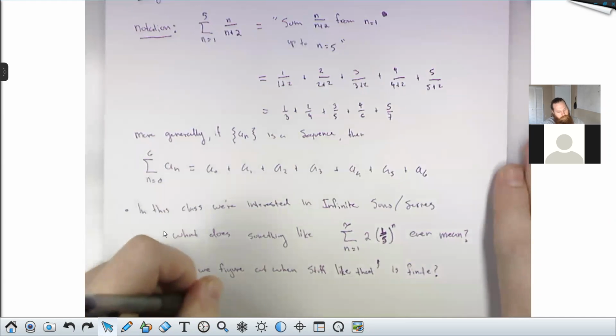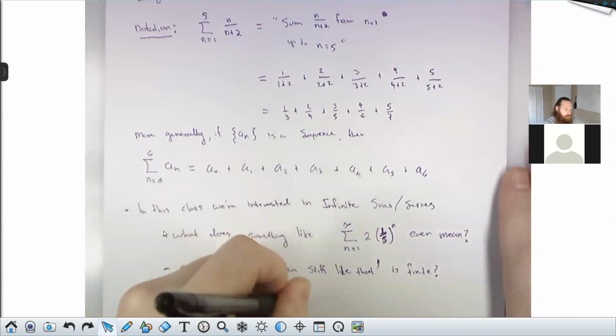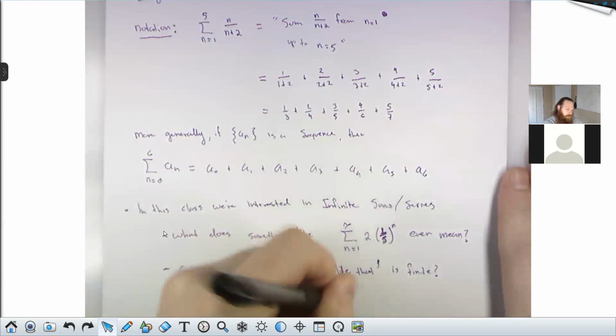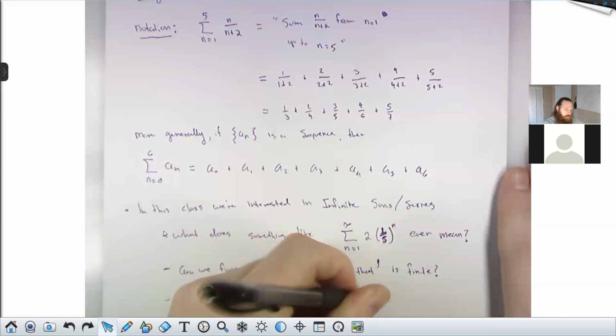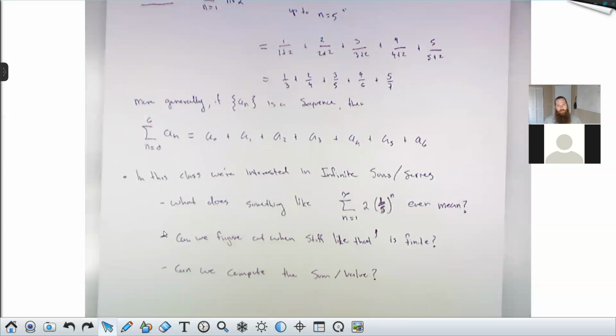Can we ever compute the sum of the value? So these are the main questions. And it's a lot like an integral, right? The sum from 1 to infinity of some stuff is very similar to the integral from 1 to infinity of some stuff.